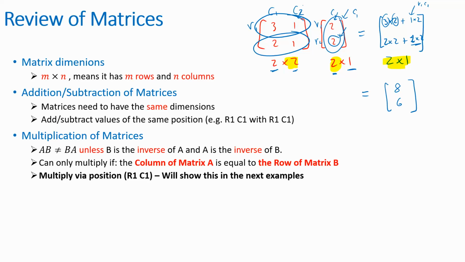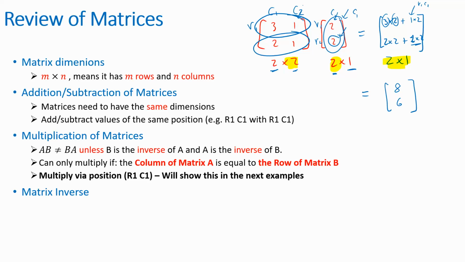You can only multiply if the column of matrix A is equal to the row of matrix B. That's what Ben was saying. So the column of matrix A is equal to the row of matrix B. And then this is how multiplying works, row 1, column 1, which is what I was showing just now. So that's your matrix multiplication, which we'll do more practice on so you get a feel for it. That's what exercise 2E is about.